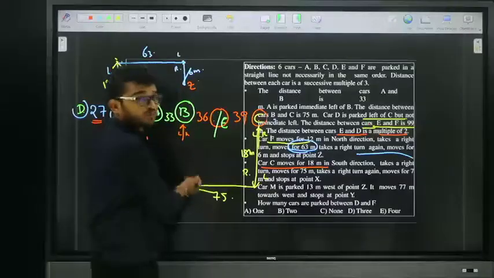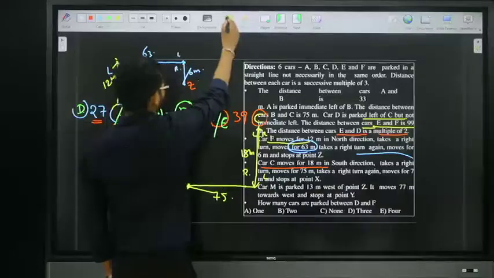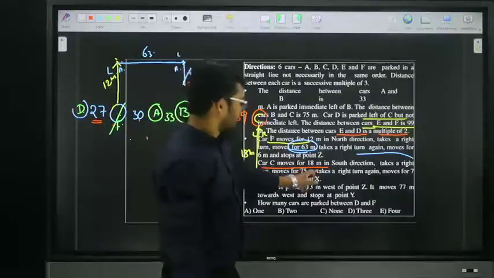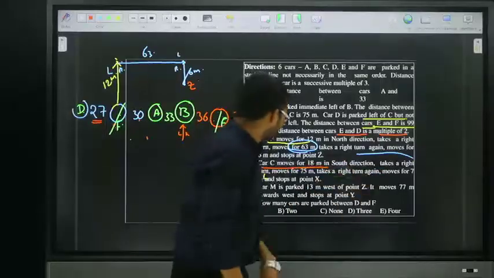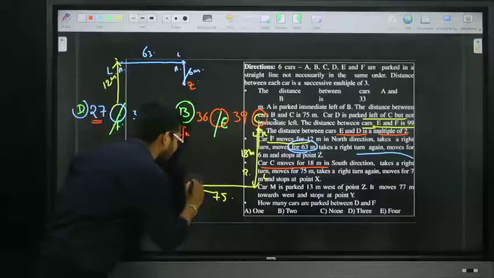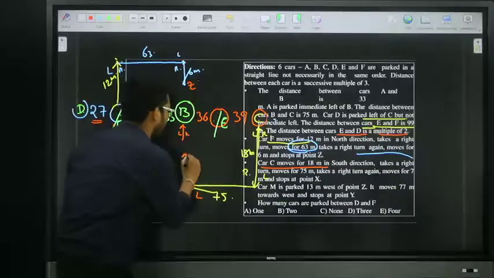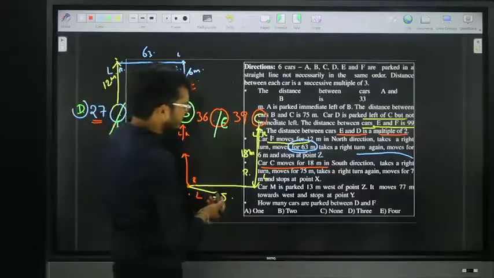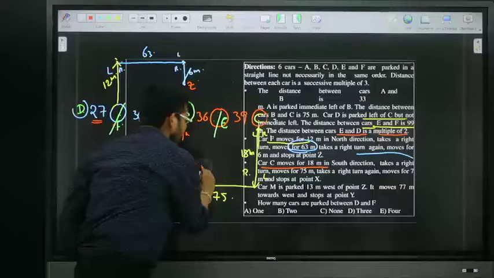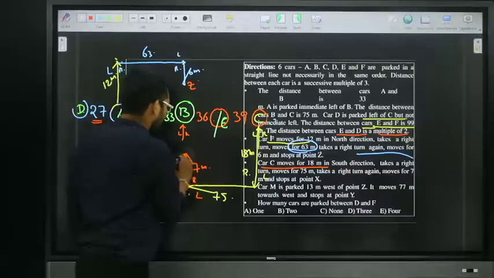Now car C is at this point. Next, at this point, after 75 meter, it takes a right turn again and moves for 7 meter. Now friends, here facing west, the top is the right hand and the bottom is the left hand. Then it takes a right turn, moves for 7 meter and stops at point X.